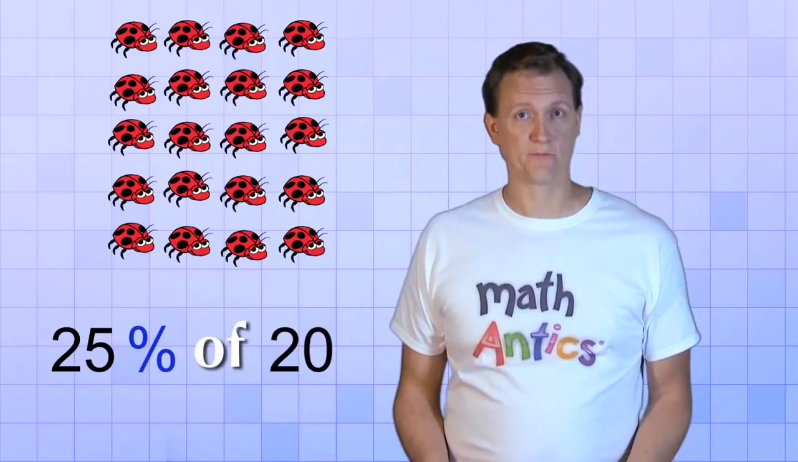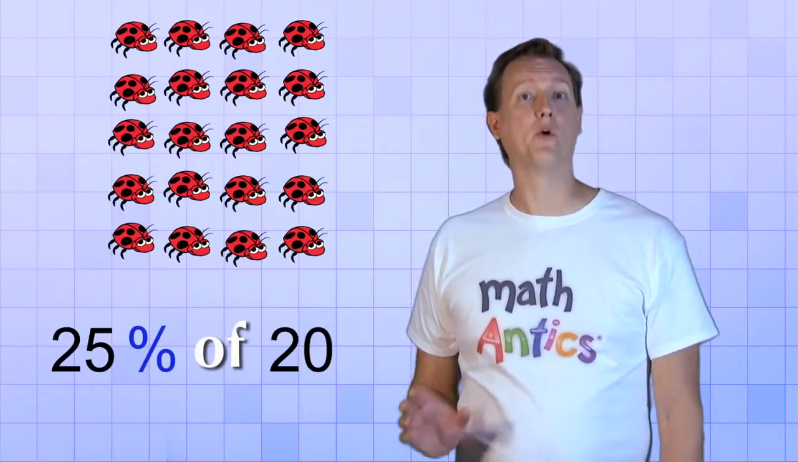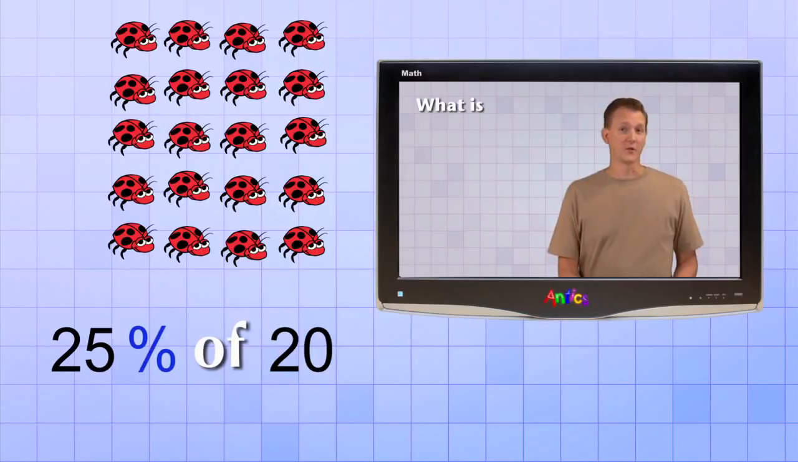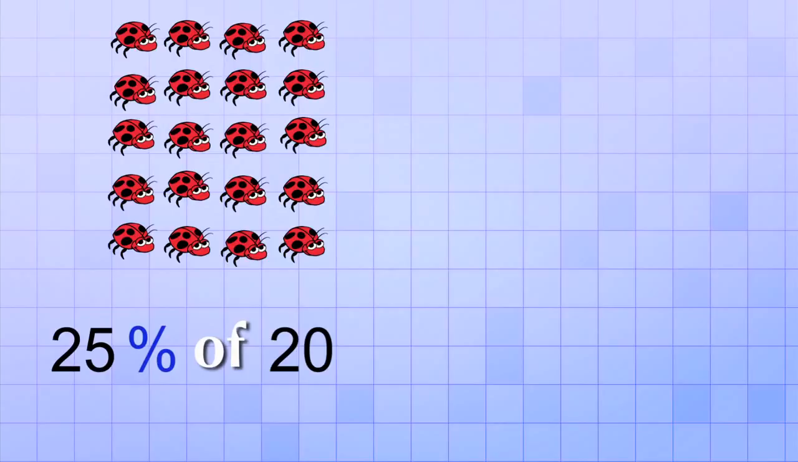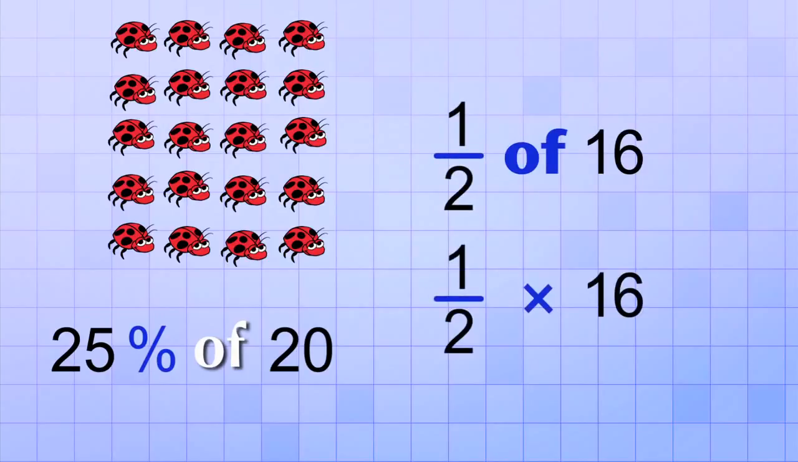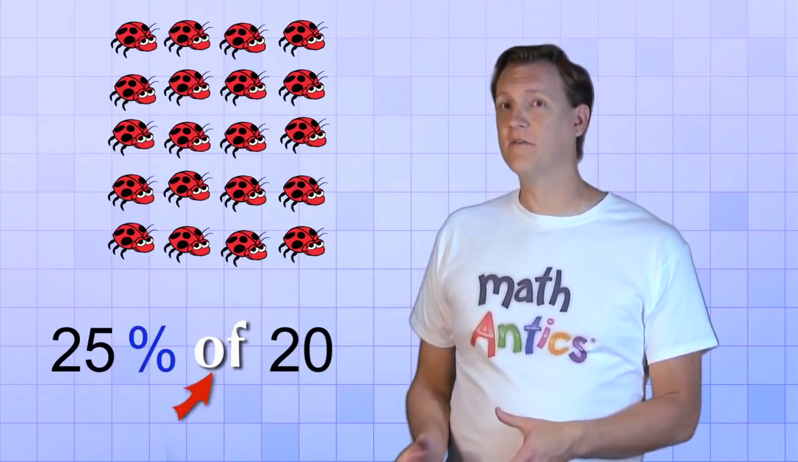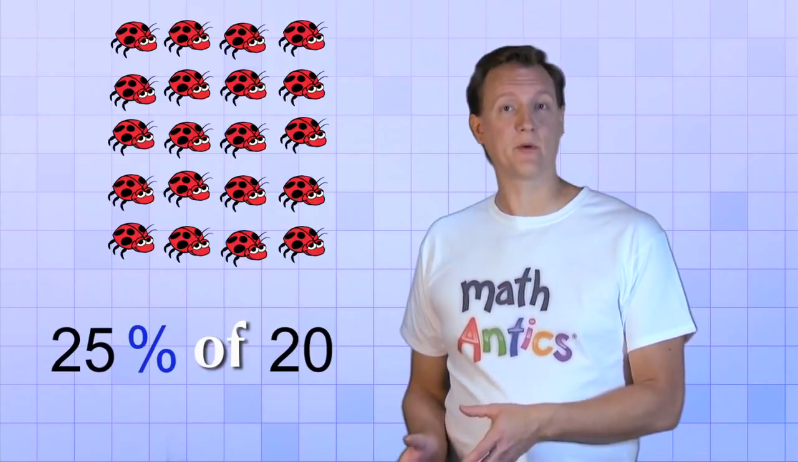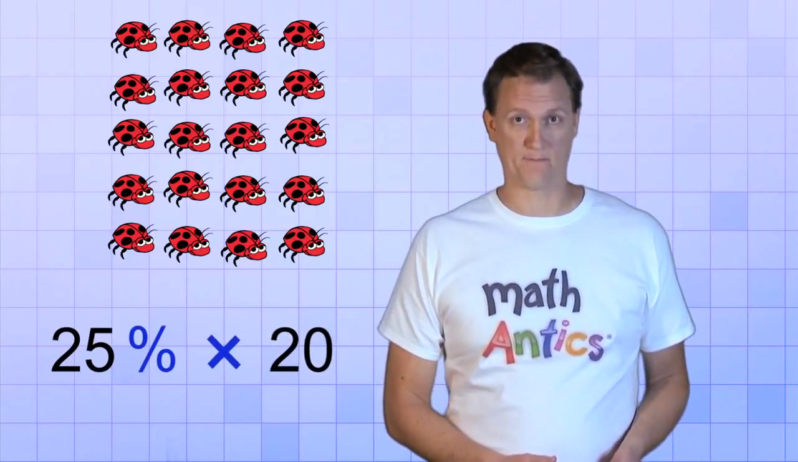So how do we figure that out? Well, it's really easy if you remember back to one of our fractions videos, the one about multiplying fractions. In that video, we learned that when dealing with fractions, sometimes the word "of" is used instead of the multiplication symbol. When they say find 1/2 of 16, they really mean find 1/2 times 16. Well, guess what? Since a percent is just a special fraction, "of" means the exact same thing with percents that it did with fractions. When we have 25% of 20, that means the same as 25% times 20.